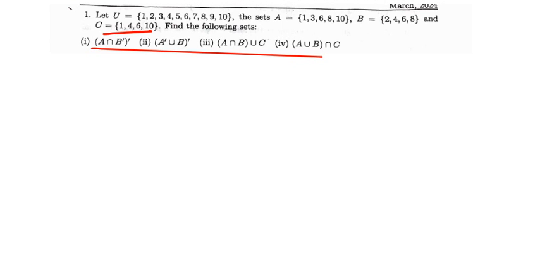So here we are told the universal set has numbers from 1 to 10, and then we have sets A, B, C containing members, as we can see. Now we are supposed to find these sets. The first one, we have to find A intersection B complement and then the complement of it, and then here we're supposed to find A complement union B and then the complement of it, and then we have that and that. So we are going to answer all these.